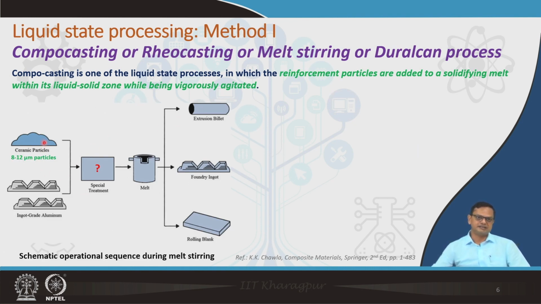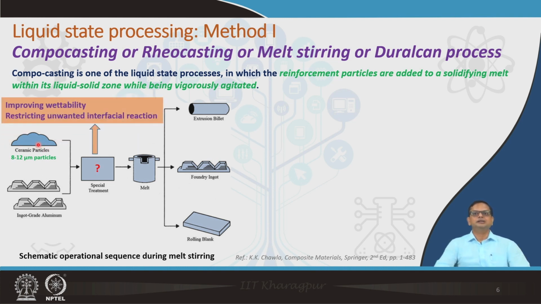So, you have the ceramic particles which need to be used as reinforcement, and then the ingots of the alloy. First, a special treatment is done. What do you mean by special treatment? Special treatment of the ceramic particles. The ceramic particles ultimately need to go into the metal matrix, and they should have good wettability. So, the ceramic particles are treated, maybe with some coating of another product, so that the wettability improves.